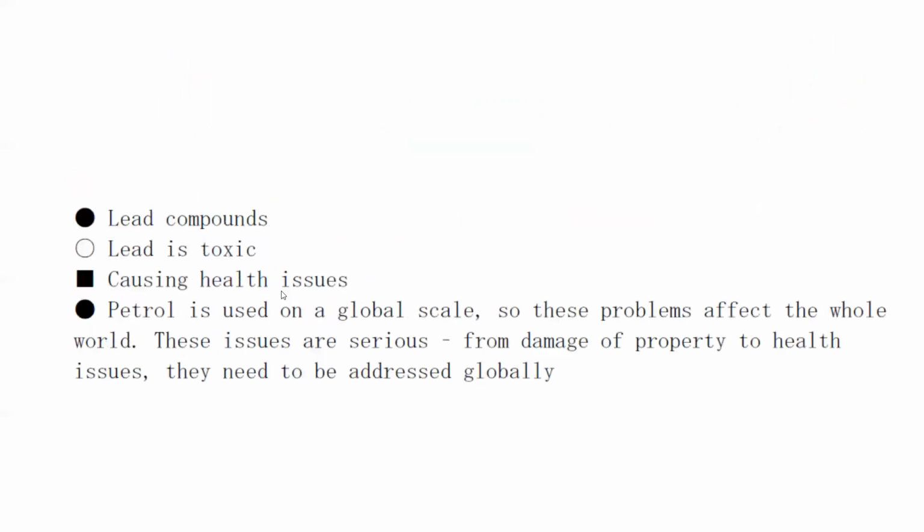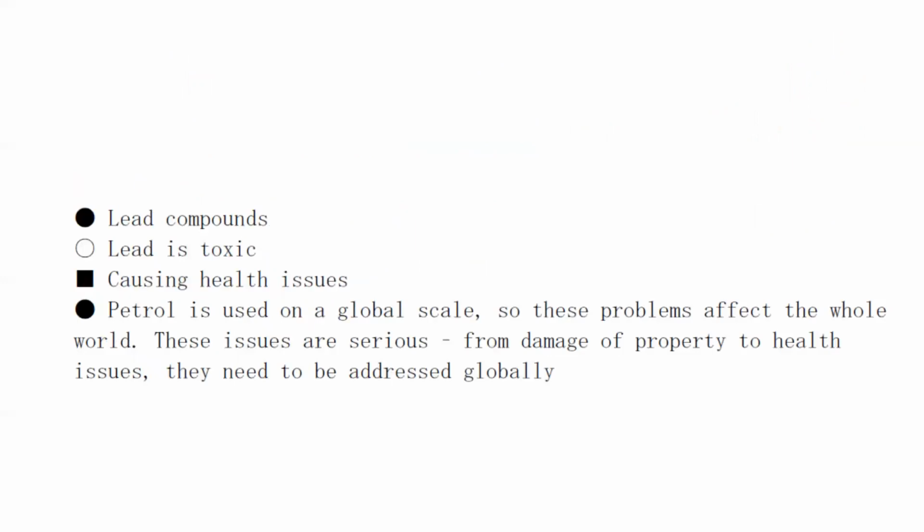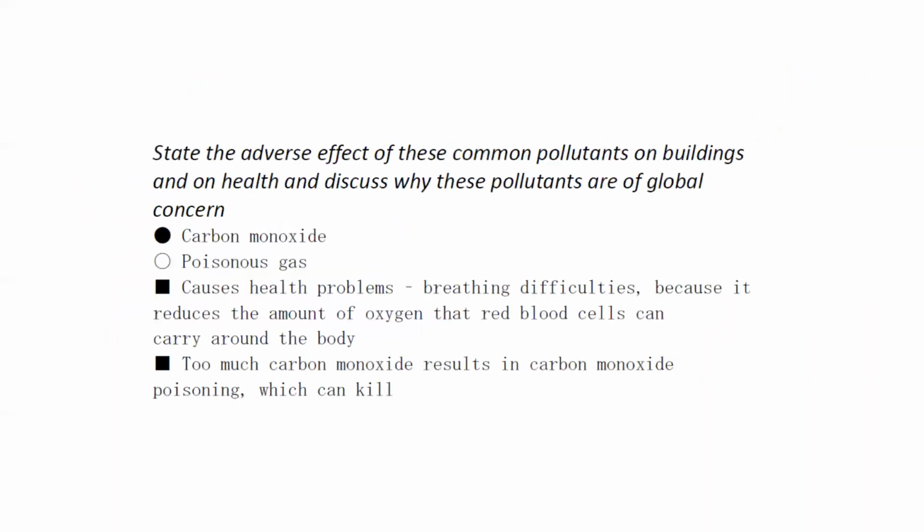And the last one, lead compounds: petrol contains lead as well. That is toxic. It can cause damage to the brain and the nervous system. So this was about the air pollutants.